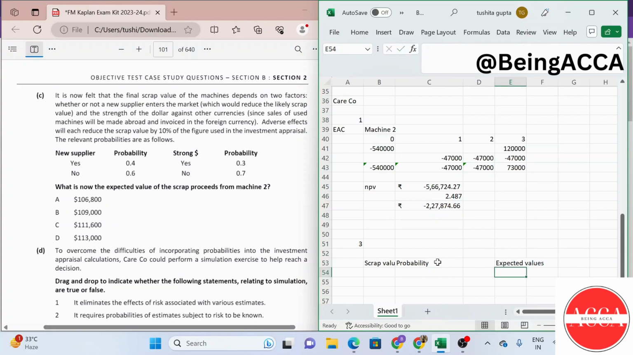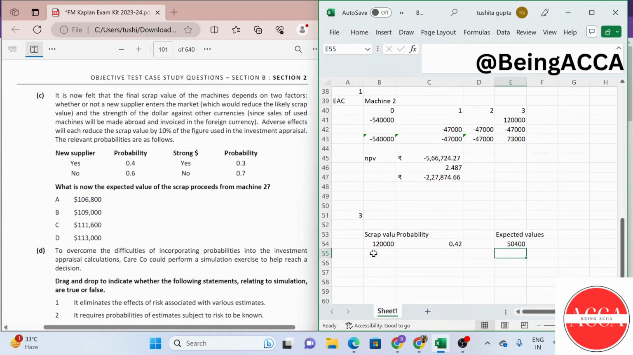So in the first scenario, when we are getting 120,000, this will only be possible when the new supplier is actually not entering the market and the dollar is not strong. So it will depend on two factors, that the supplier does not enter and the dollar does not get strong. So this is 0.6 multiplied by 0.7. So this is the probability that I have, and this is the expected value that I will be getting from the scrap value of this machine.